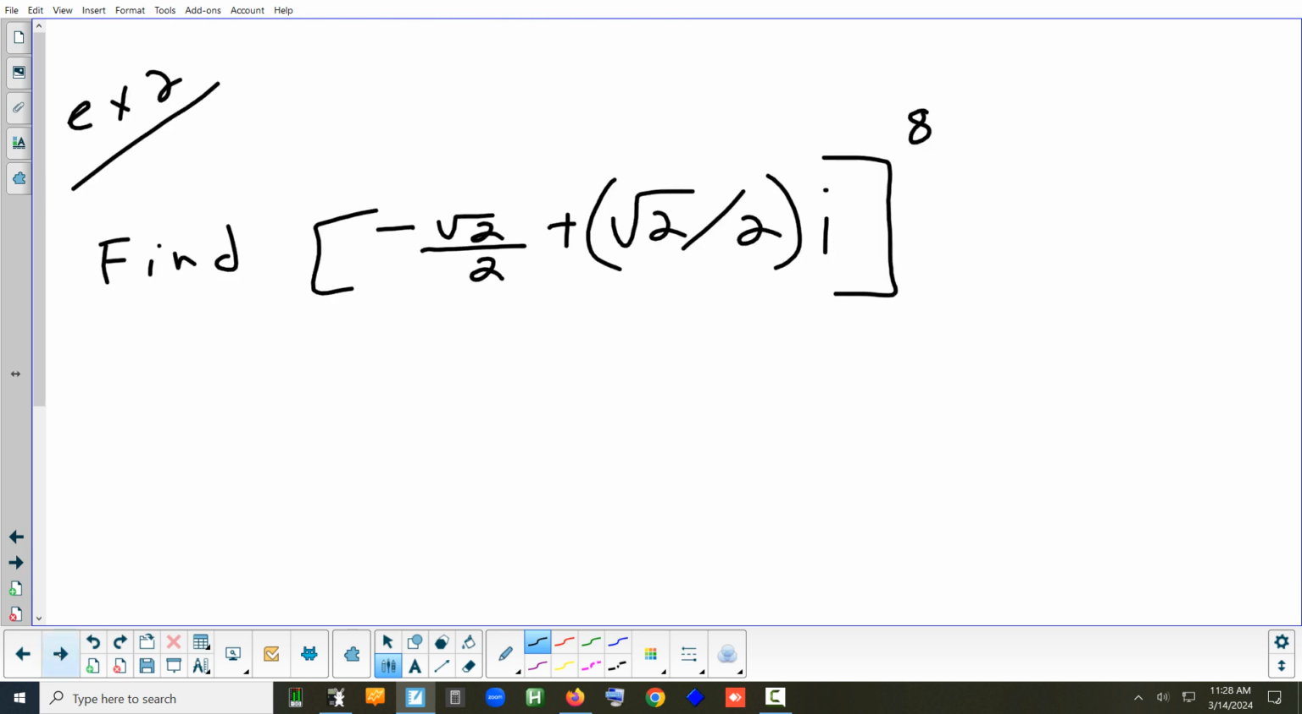All right, let's try this one. This is one I definitely would not want to do to the 8th power by hand because there's a lot of foiling that's going to go on and there's a lot of chance to make a mistake. I think we did one with numbers like this in the homework. What's my radius going to be?